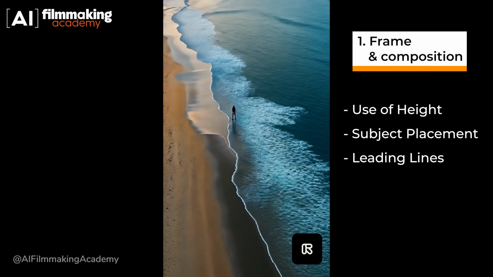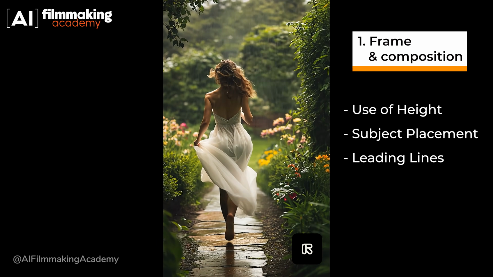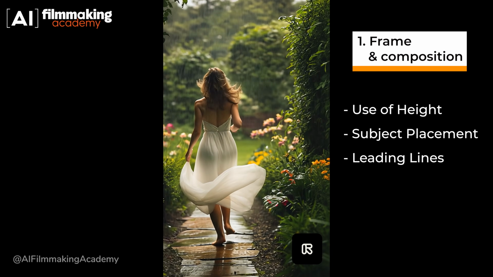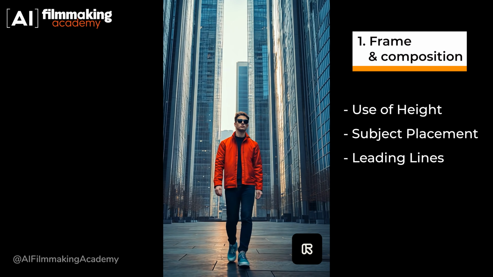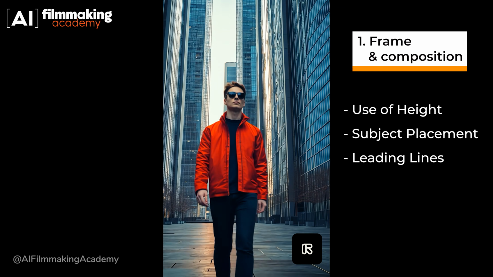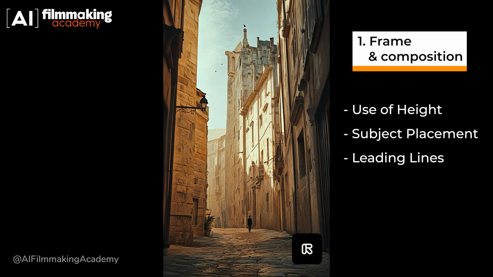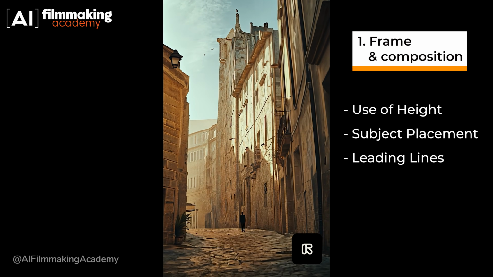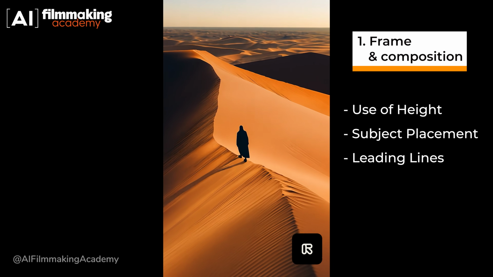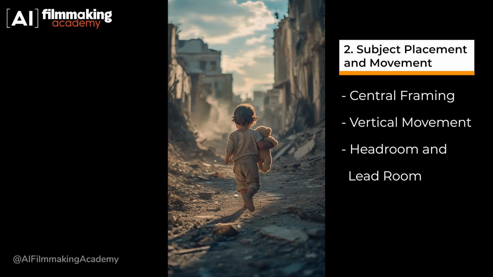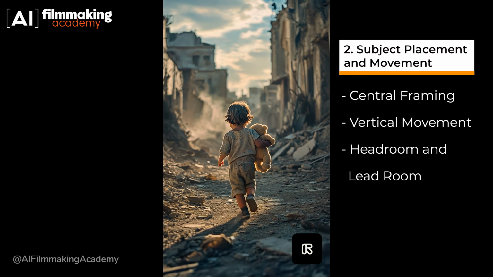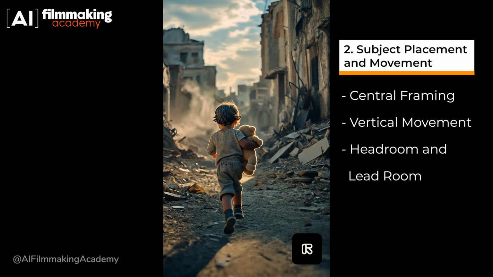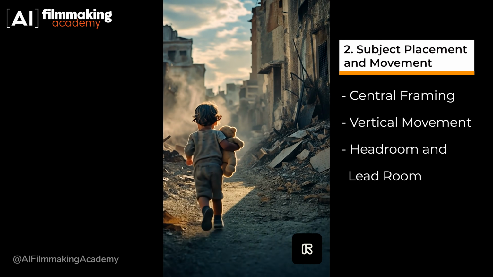This creates depth and flow, which are key for cinematic vertical shots. Vertical frames naturally emphasize height, so take advantage of this by composing shots that showcase tall structures, characters and landscapes to create visual depth. Since vertical videos are narrow, centering your subject can create strong, balanced compositions that look intentional.